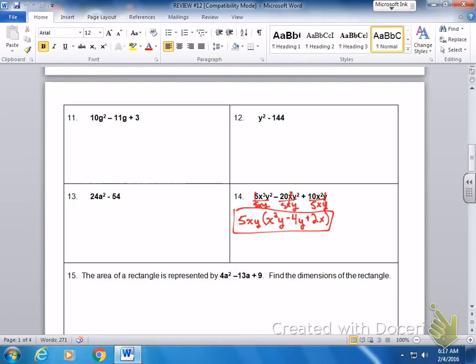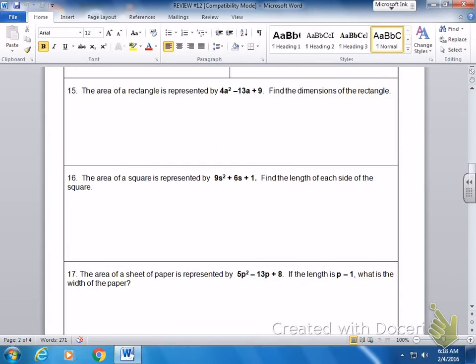Now there's several of the next ones that basically use the stuff that we've already been using. You just need to recognize when to use it. Like number 15, the area of a rectangle is represented by 4a squared minus 13a plus 9. And you have to remember the area, which they gave us, is the length times the width, or maybe if I wrote it like this, it kind of looks like the two terms we've been getting for some of our answers. So this question is simply do the swing method.